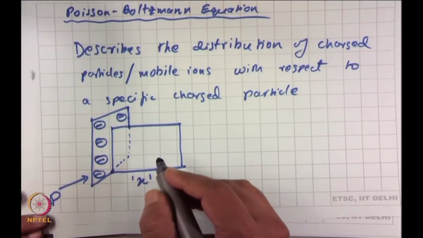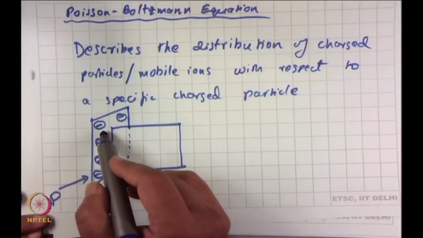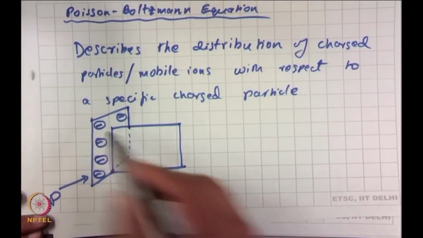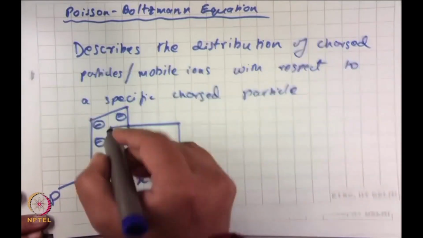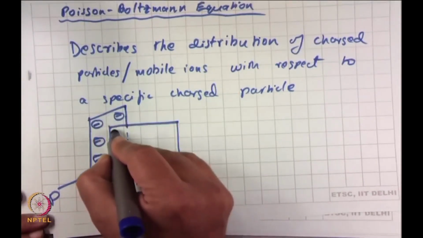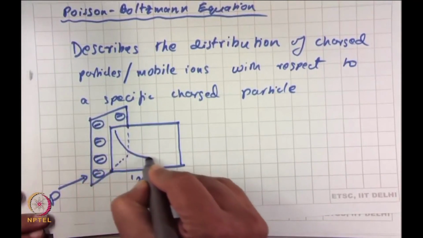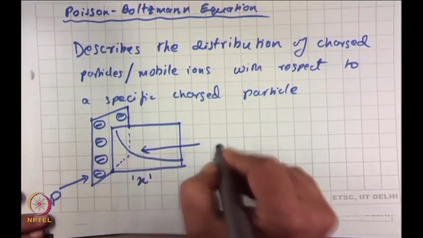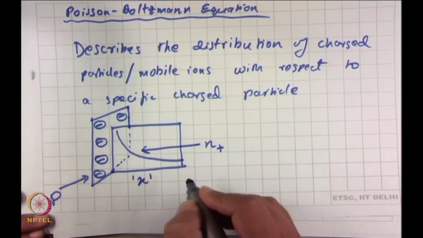Now, if I have a salt solution, I would be having both what? Negative and positively charged ions. Because the plane is negatively charged, what should I be having mostly near the negatively charged plane? Positive ions, right. So, what I can do is draw a distribution like this, which goes like this, and this one corresponds to n plus.